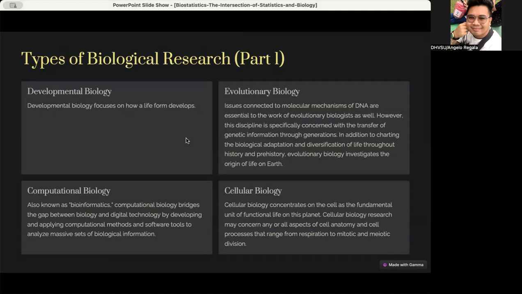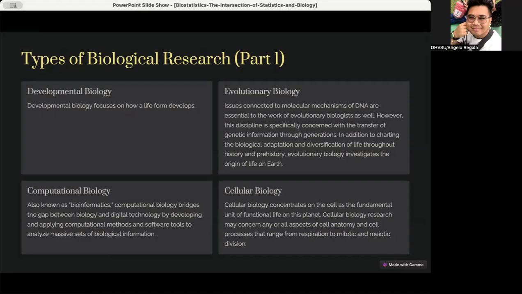The third one is computational biology, also known as bioinformatics. Computational biology bridges the gap, providing connections between biology and the digital technology that we have. As we all know, we're in the digital era wherein AIs, robots, and computers are part of our daily life. So computational biology connects biology and the digital world.